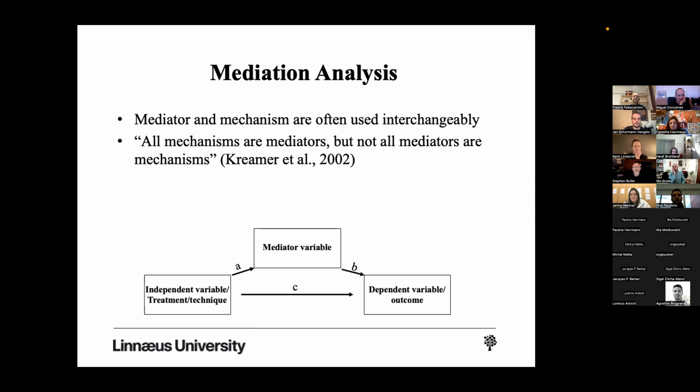The method that is most often used for studying mechanisms is mediation analysis. So mediator and mechanism are often used more or less interchangeably, but they are conceptually different. The mechanism is the phenomenon itself, so to speak, that which we want to draw inferences about, we want to know about, and the mediator is the method we use to study that. So in that sense, all mechanisms are mediators, but not all mediators are mechanisms, as this quote from Kraemer et al. says. And this little diagram at the bottom here is the classic diagram for mediation analysis.